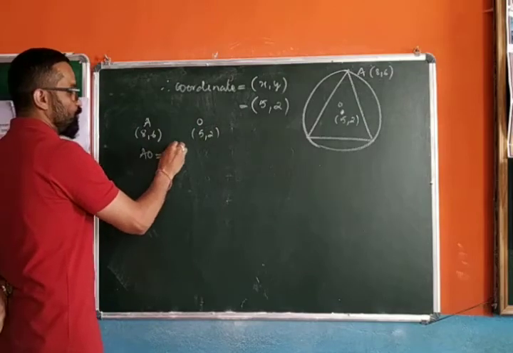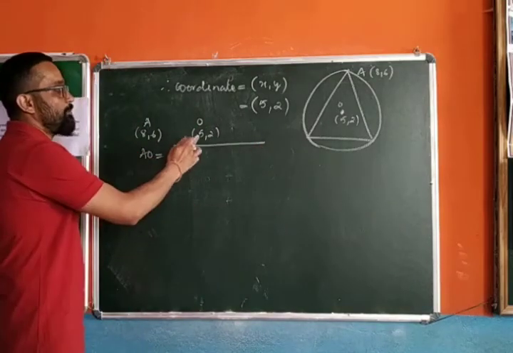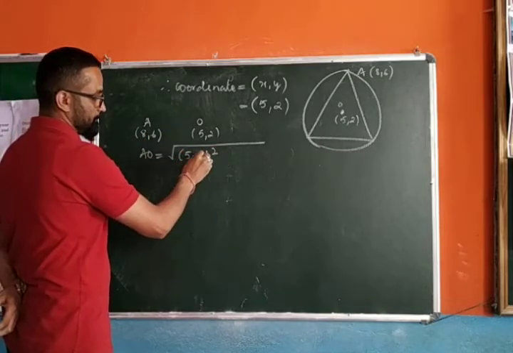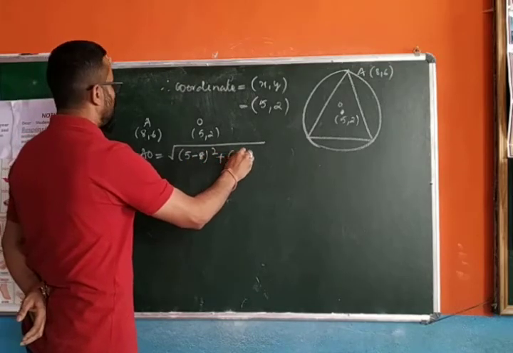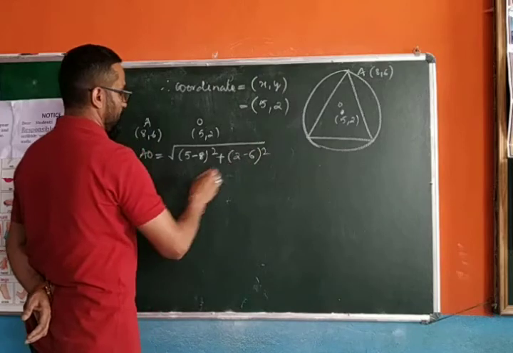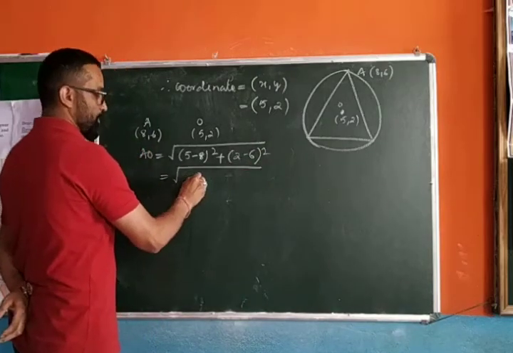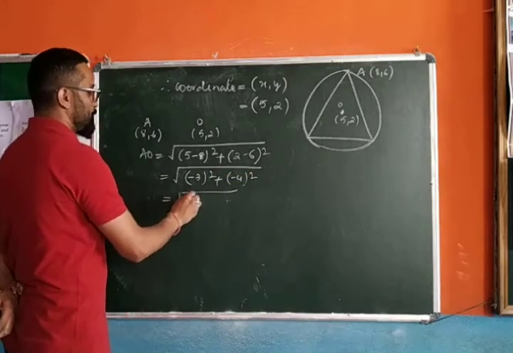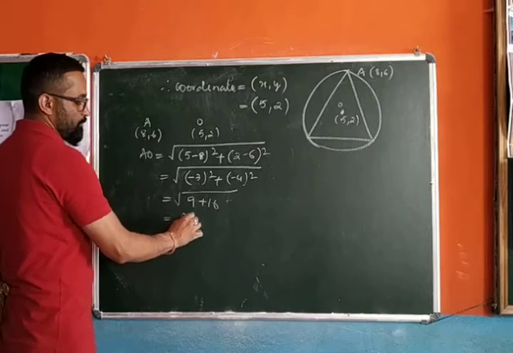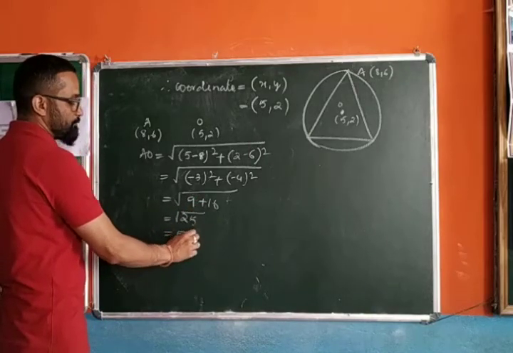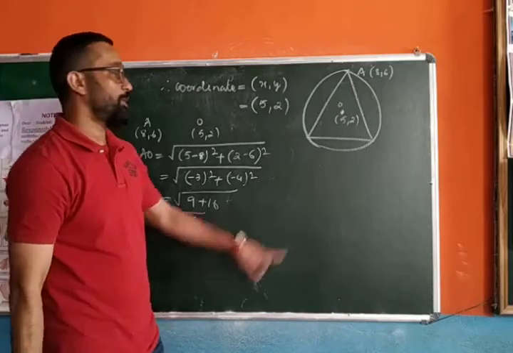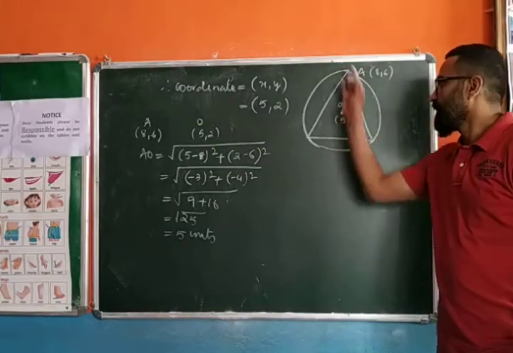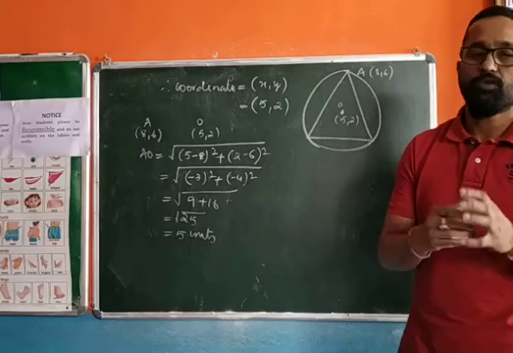AO is equal to root. Application of the formula: (x2 - x1) whole square, (5 - 8) whole square, plus (2 - 6) whole square. Simplification now. (-3) whole square plus (-4) square, which is equal to 9 plus 16, gives you root 25. Square root of 25 is 5 units. So we know the coordinate of the circumcenter and the radius of the circle which is drawn outside the triangle.